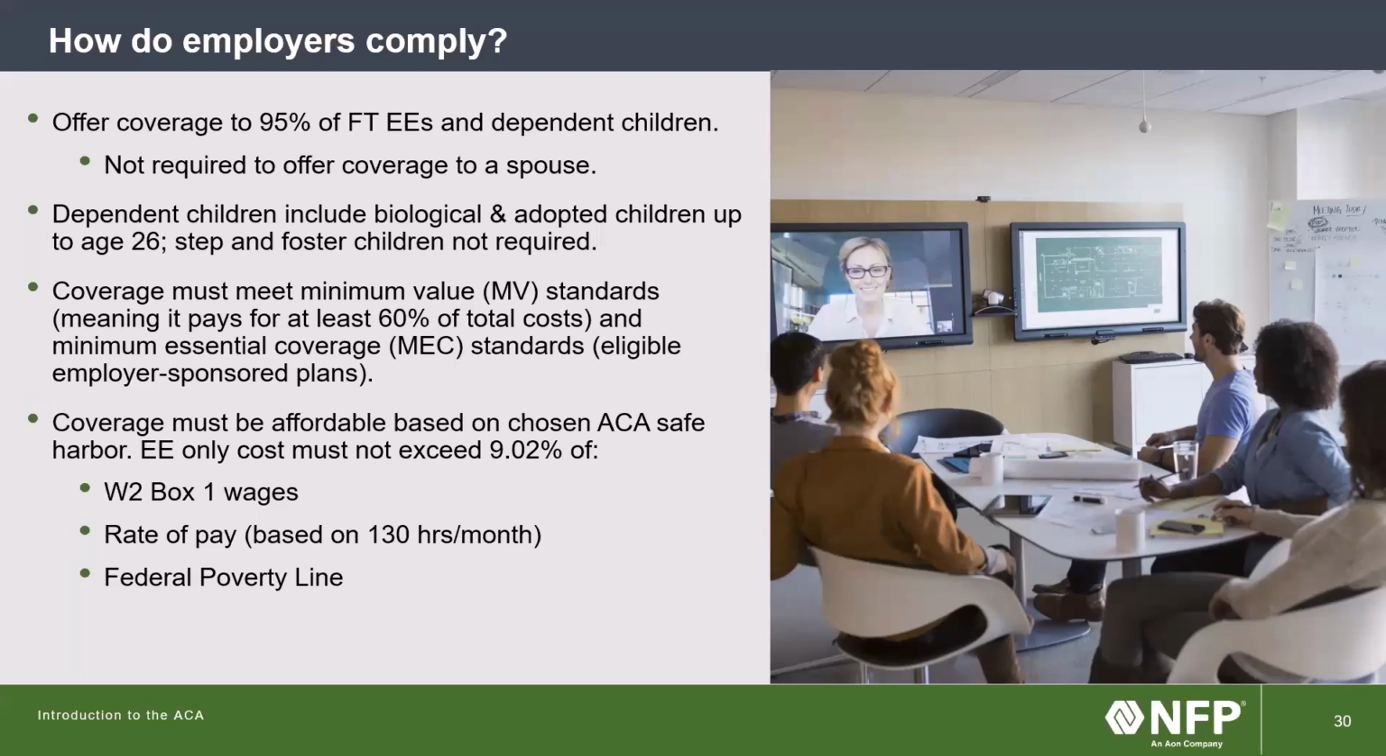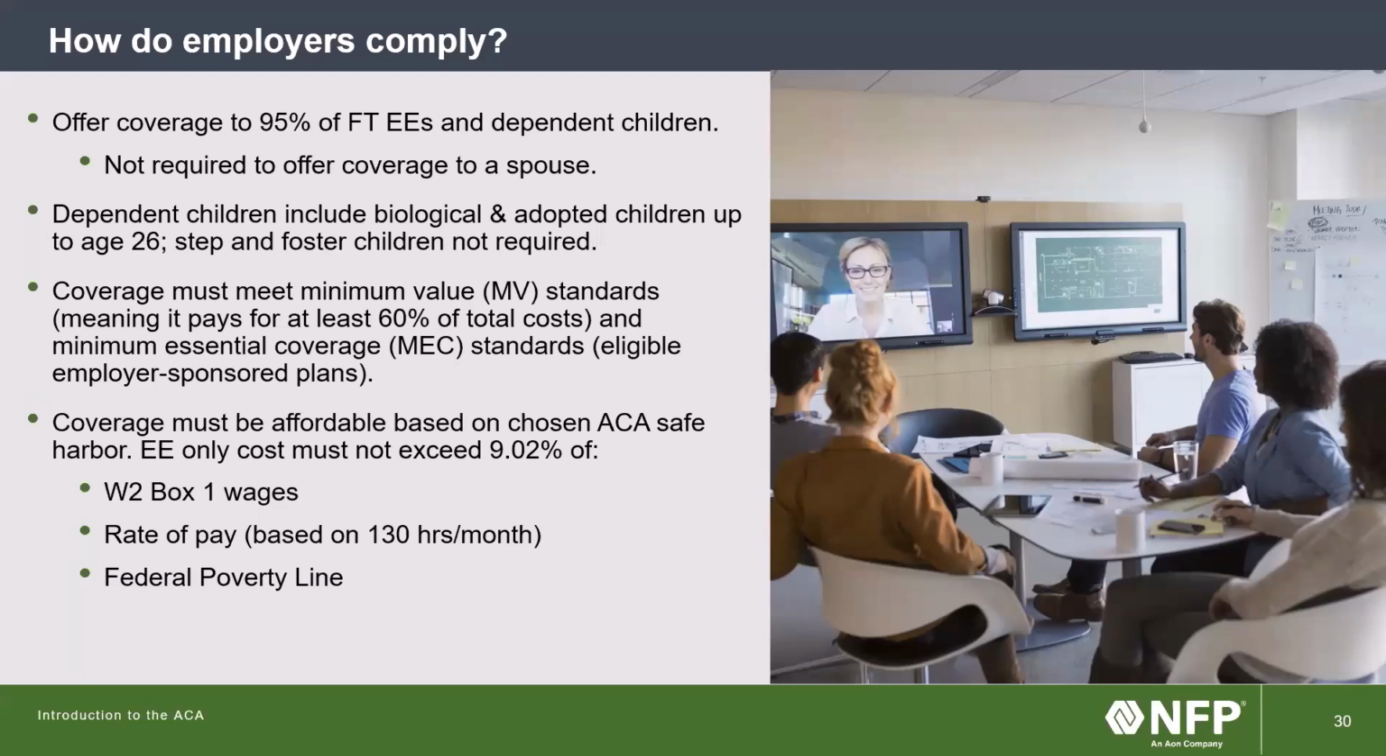The coverage that is offered by the employer needs to meet minimum value and minimum essential coverage standards. Minimum value, and Patrick mentioned it earlier, means that the coverage pays for at least 60% of the total costs. And minimum essential coverage is basically going to apply to all your normal group health plans offered by employers.